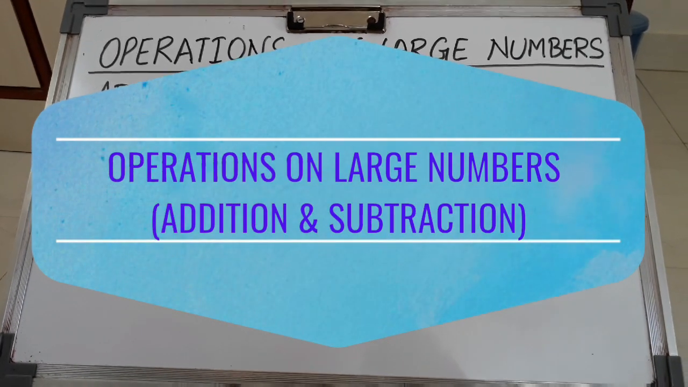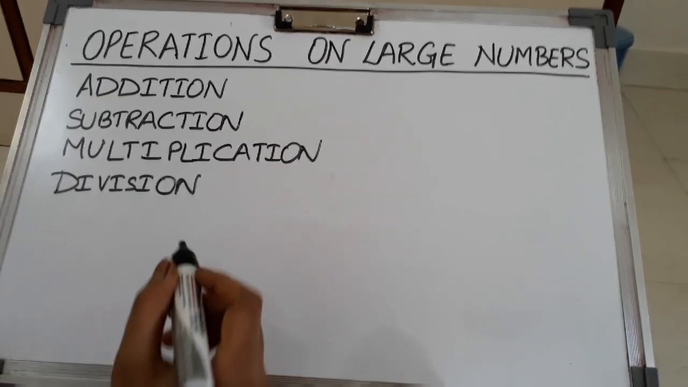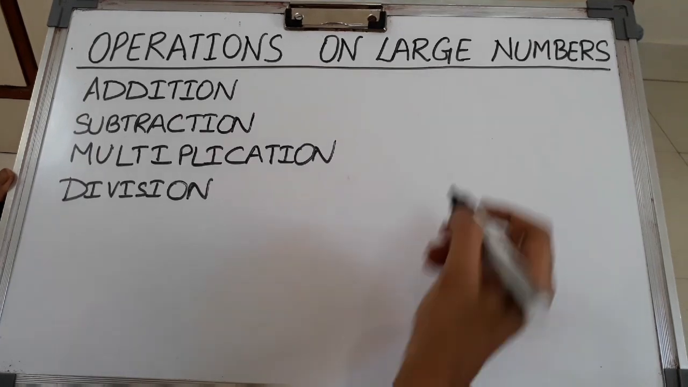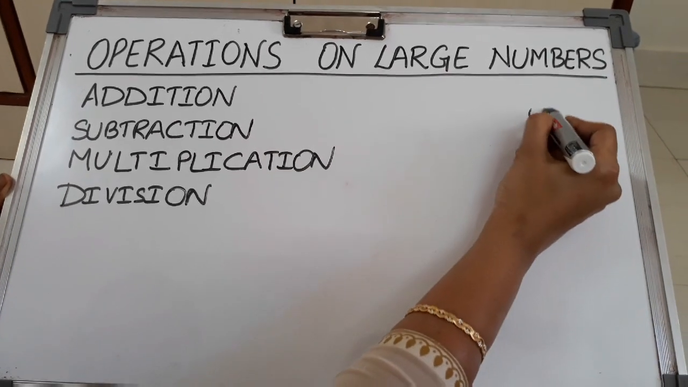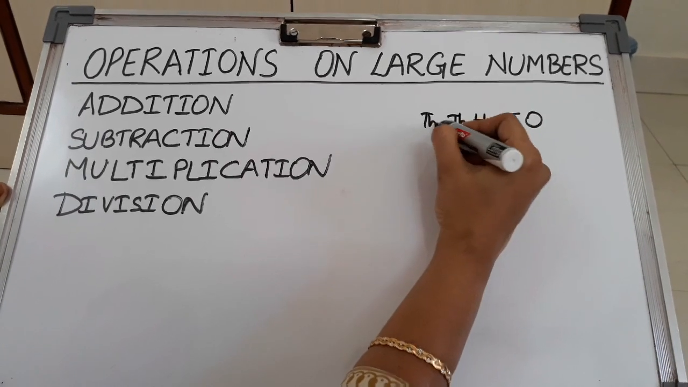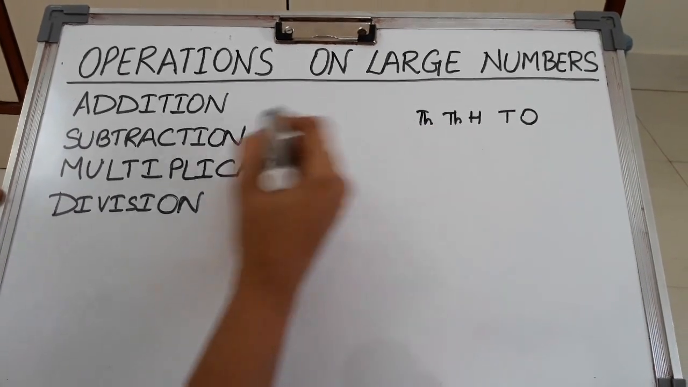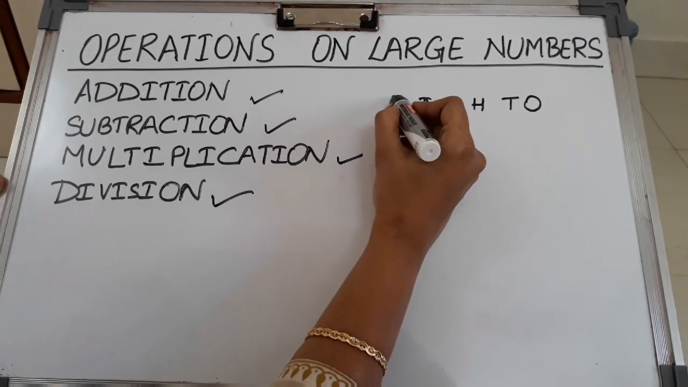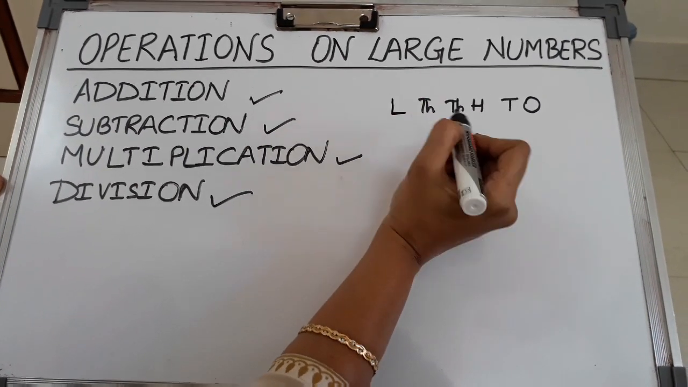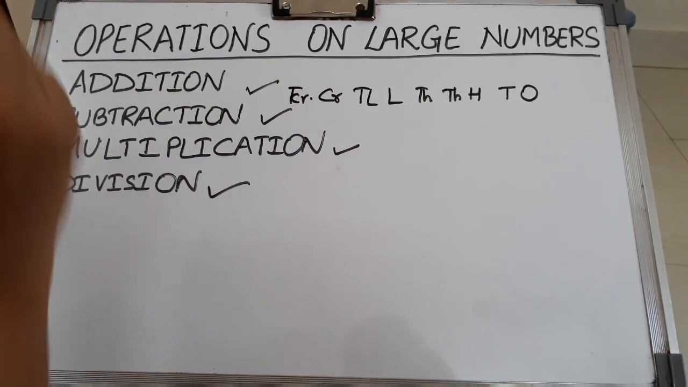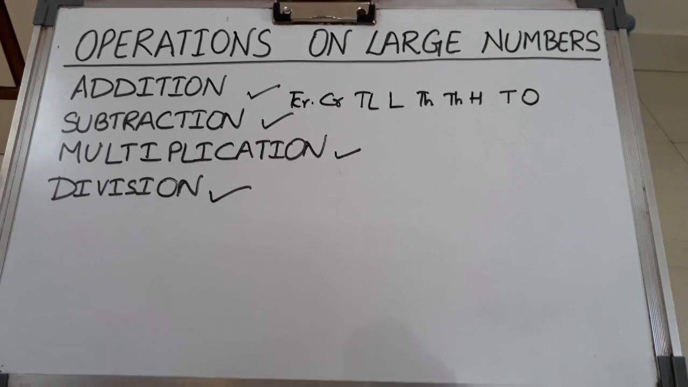Today I am going to teach you the topic: operations on large numbers. Operations on large numbers means that up till now we had done place values ones, tens, hundreds, thousands, or 10,000, but now we will do addition, subtraction, multiplication and division beyond these place values, that is lakh, 10 lakh, crores and 10 crores. So let's start.